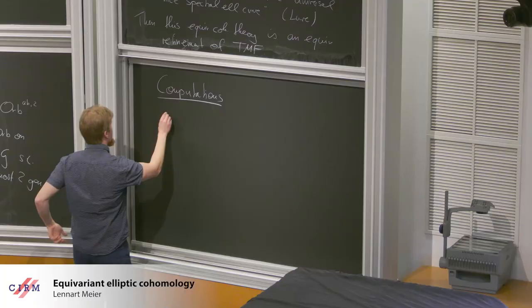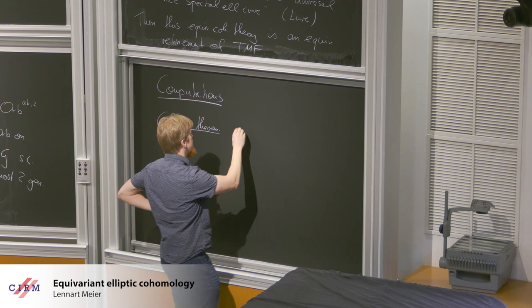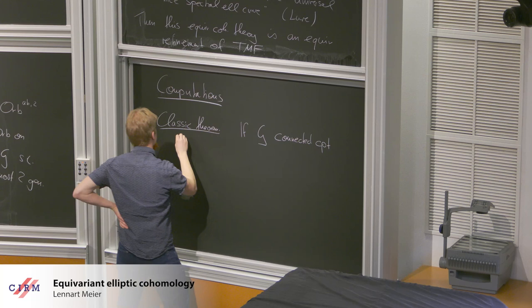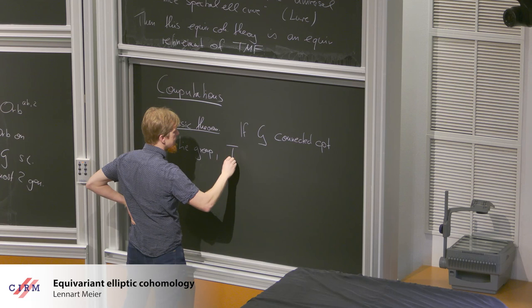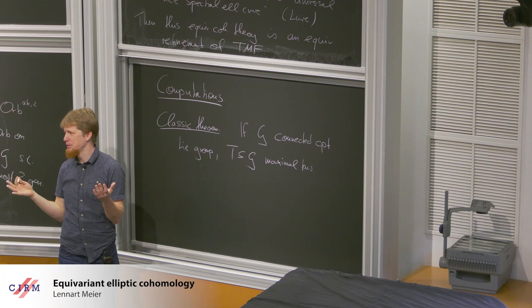in K-theory, or, I mean, not really, representation theory, that if G is a connected compact Lie group, and T in G is the maximal torus. For people who don't know what this means, it's really like a torus inside G, which is maximal under inclusion. And W is the Weyl group.